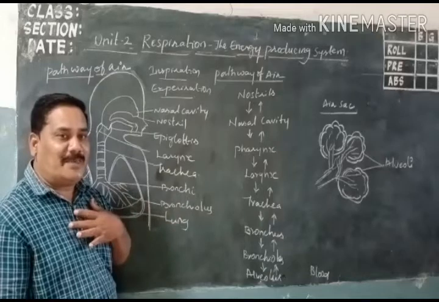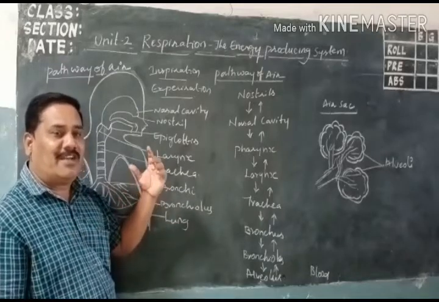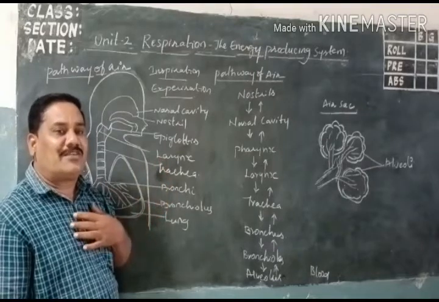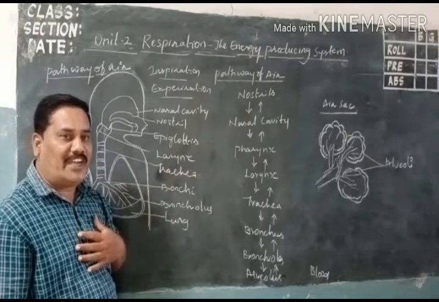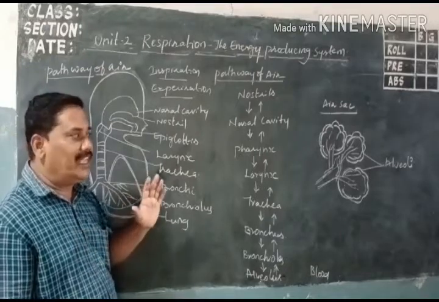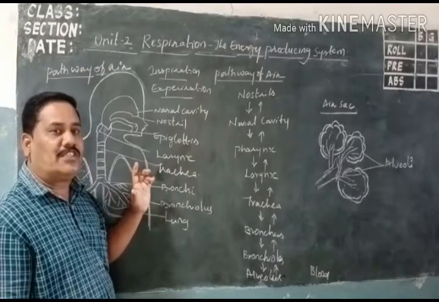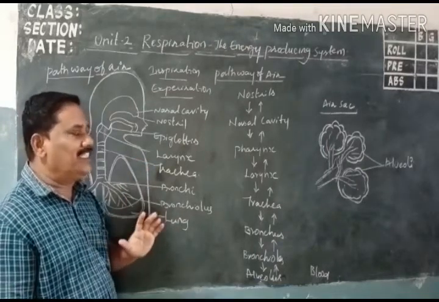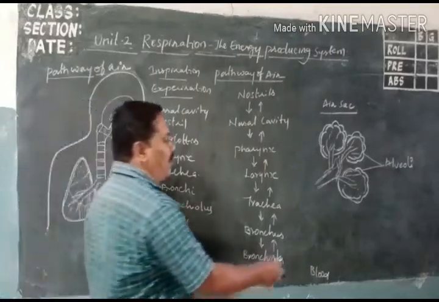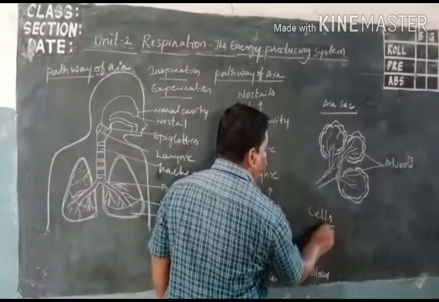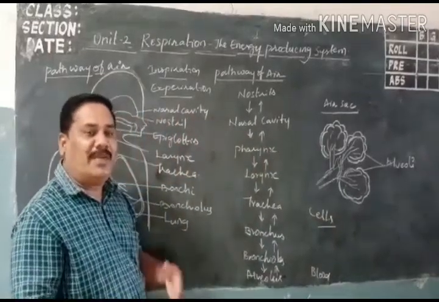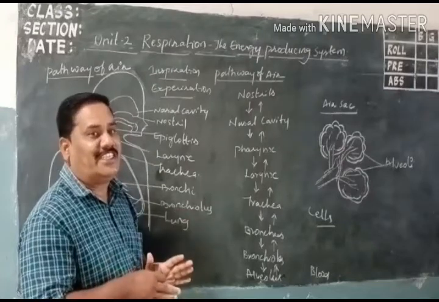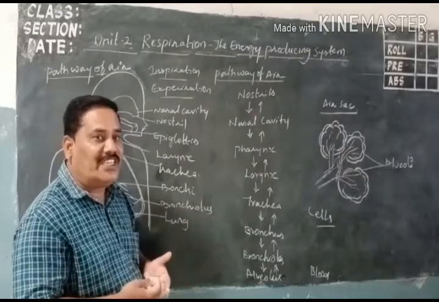Why do all living organisms need air? Simple molecules of carbohydrate are broken down with the help of air. In a multicellular organism there is a large number of cells, millions or trillions of cells. Each and every cell needs energy. How is the energy obtained?